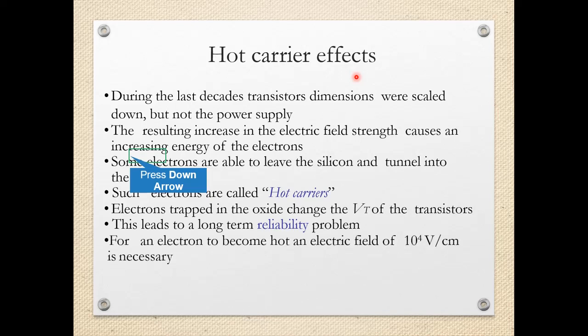For an electron to become hot, an electric field of 10 to the power 4 volt per centimeter is necessary, and this condition is easily met with a channel length below 1 micrometer because the supply voltage is the same and the channel length is reduced to below 1 micrometer. So the electric field is much greater, and because of that the electrons become hot, that is they have high energy.